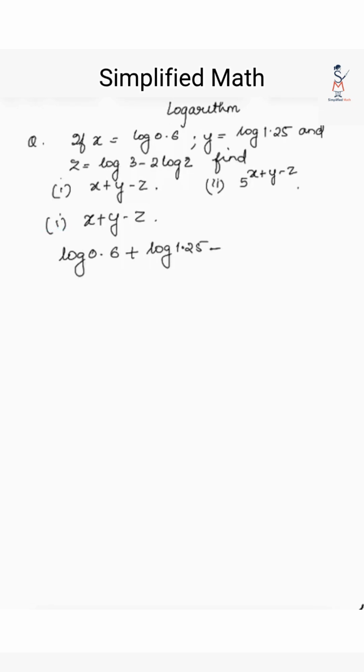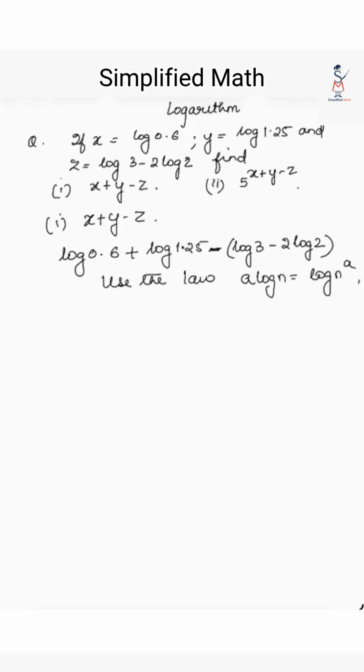So there are two values. We will put it inside the bracket because there is a minus sign outside. Please remember this. Whenever there are two values, put it in the bracket and then open the bracket in the next step. Now we will use the law of log, that is a log n can be written as log n raised to the power a.